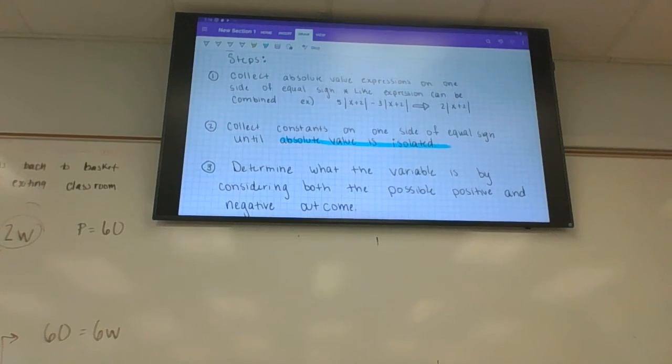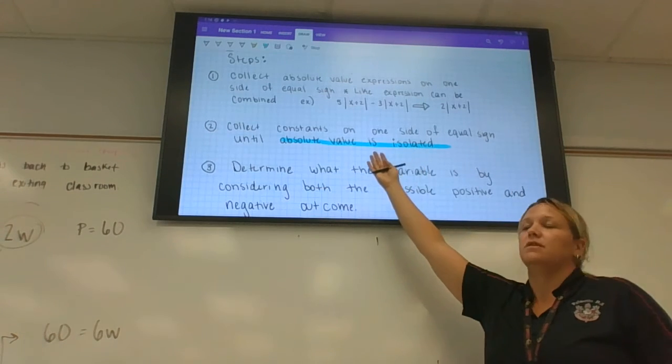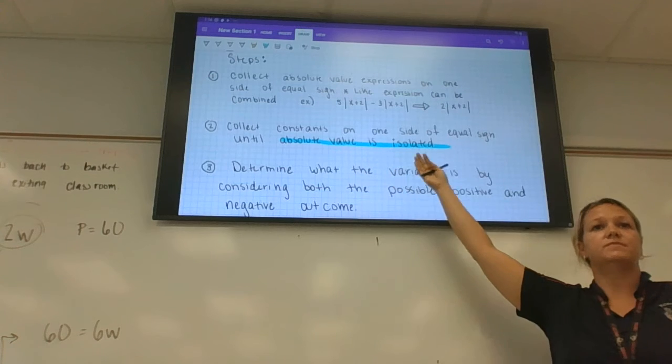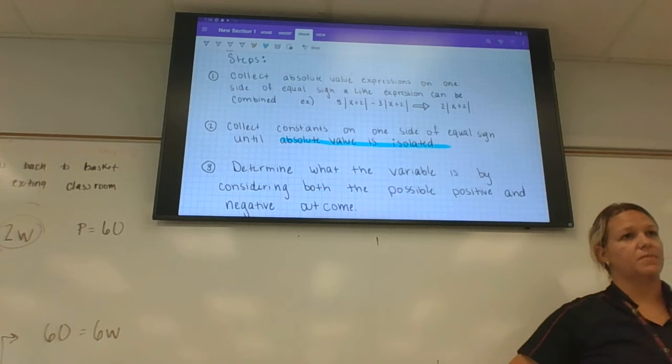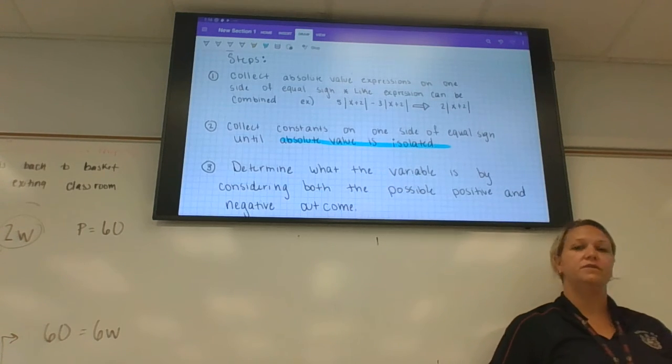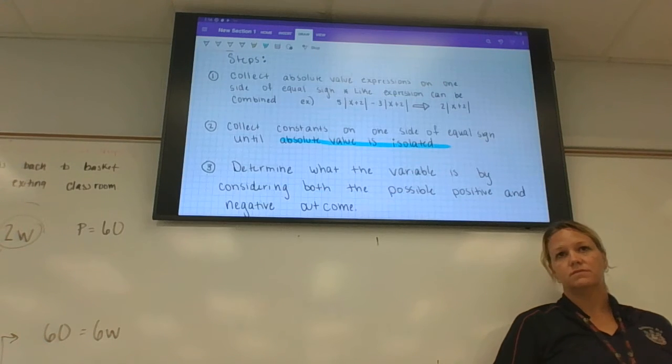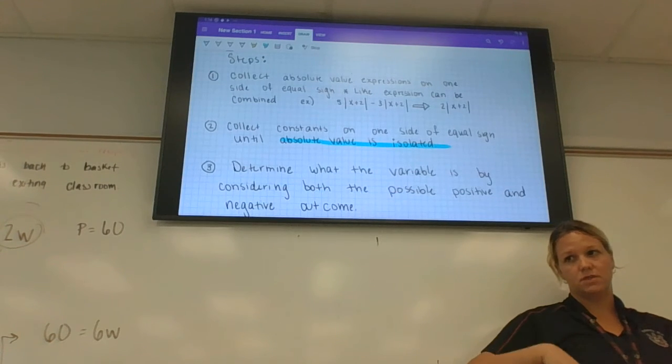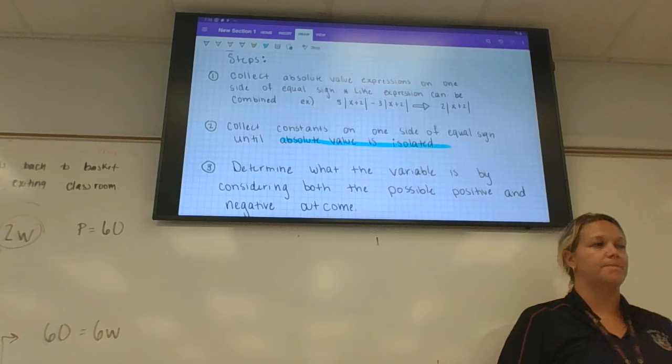Collect constants on one side of the equal sign until the absolute value is isolated. Out of all the things I've written here on steps, isolating absolute value is the most important. So I've highlighted it. Isolate absolute value. Get it alone. So there's nothing in front of it, nothing behind it.